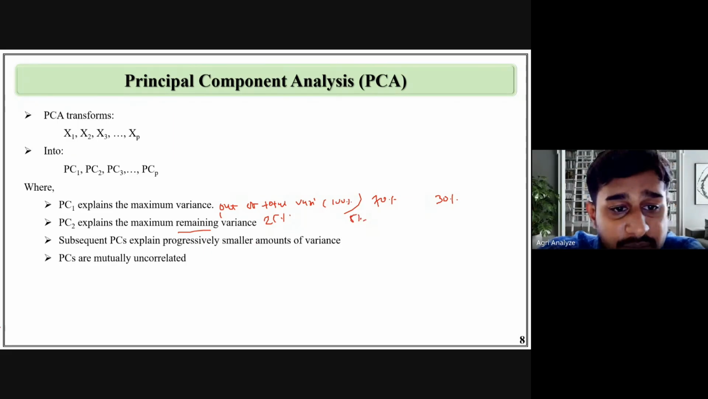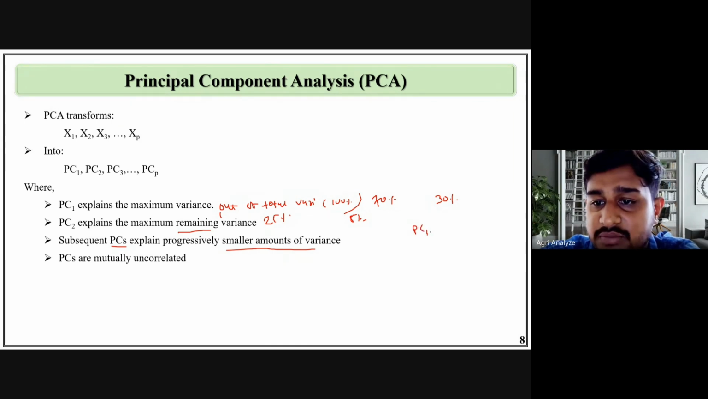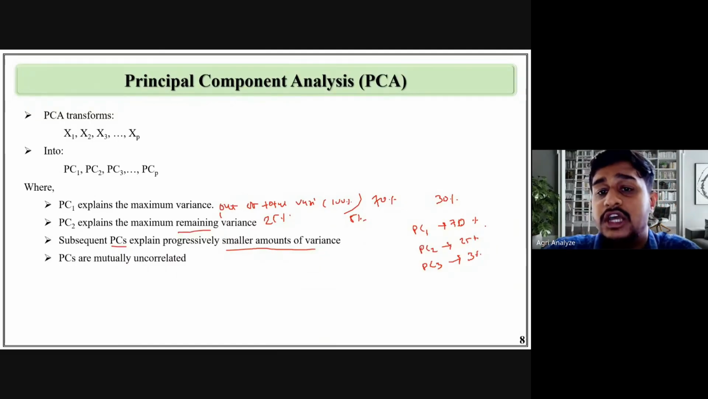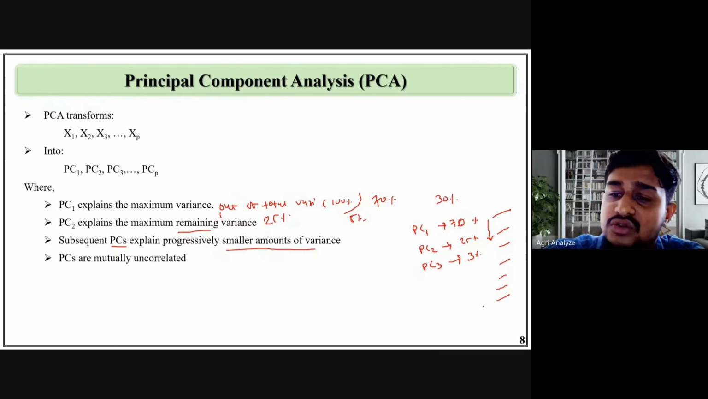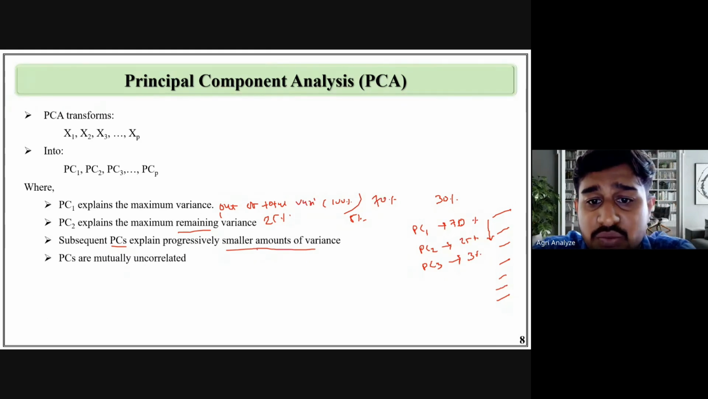So subsequent PCs explain progressively smaller amounts of variance. Why smaller? Because PC1 explains 70%, then PC2 explains 25, then PC3 is 3%. So here we show the trend of explained variance is a decreasing rate. Like first is 70%, then 25%, then 3%, then 1.5, and so on, 0.3, 0.2, 0.1. That's why subsequent PCs explain progressively smaller amounts of variance.